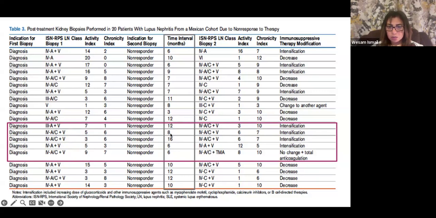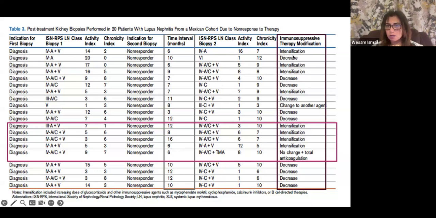So second biopsy at 8 months, 16 months. And in 6 months, in this patient who had class 4 active and chronic plus class 5 and was a non-responder and had an activity index of 9 and a chronicity index of 7, actually in 6 months, not only did he not respond, the new biopsy showed thrombotic microangiopathy. And you can see how the new biopsy led to immunosuppressive therapy modification, whether intensification or decrease, because this patient was a non-responder. And as you can see here, from class 4A, they changed to class 6 in this scenario, in the second scenario.